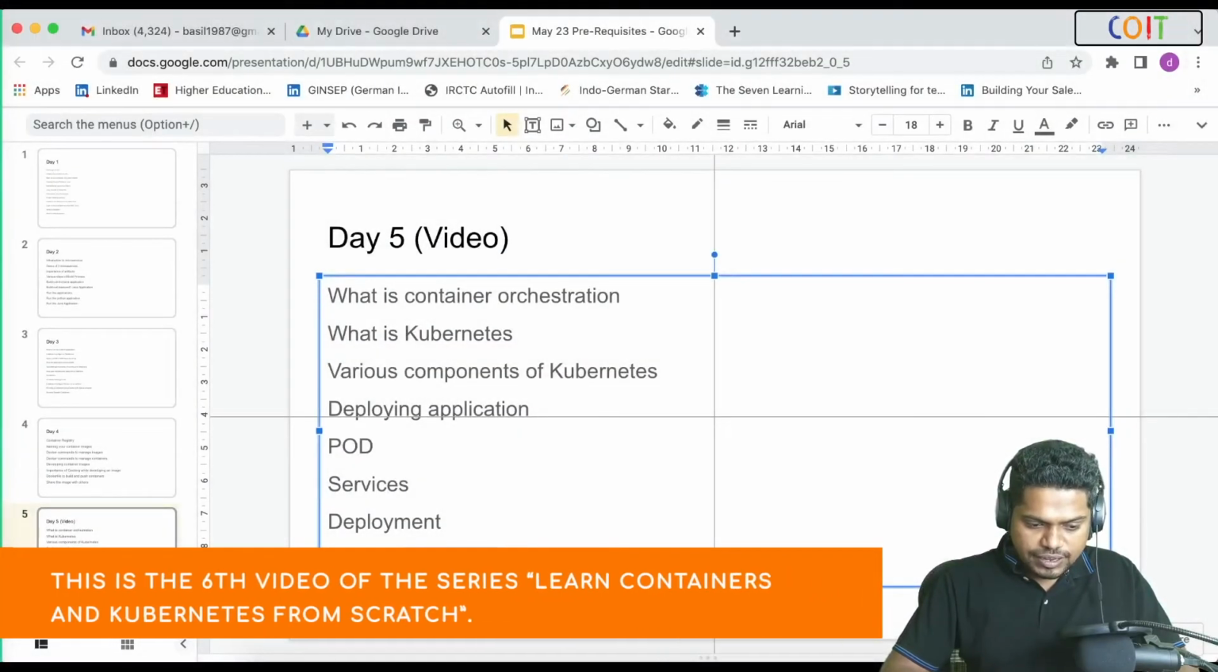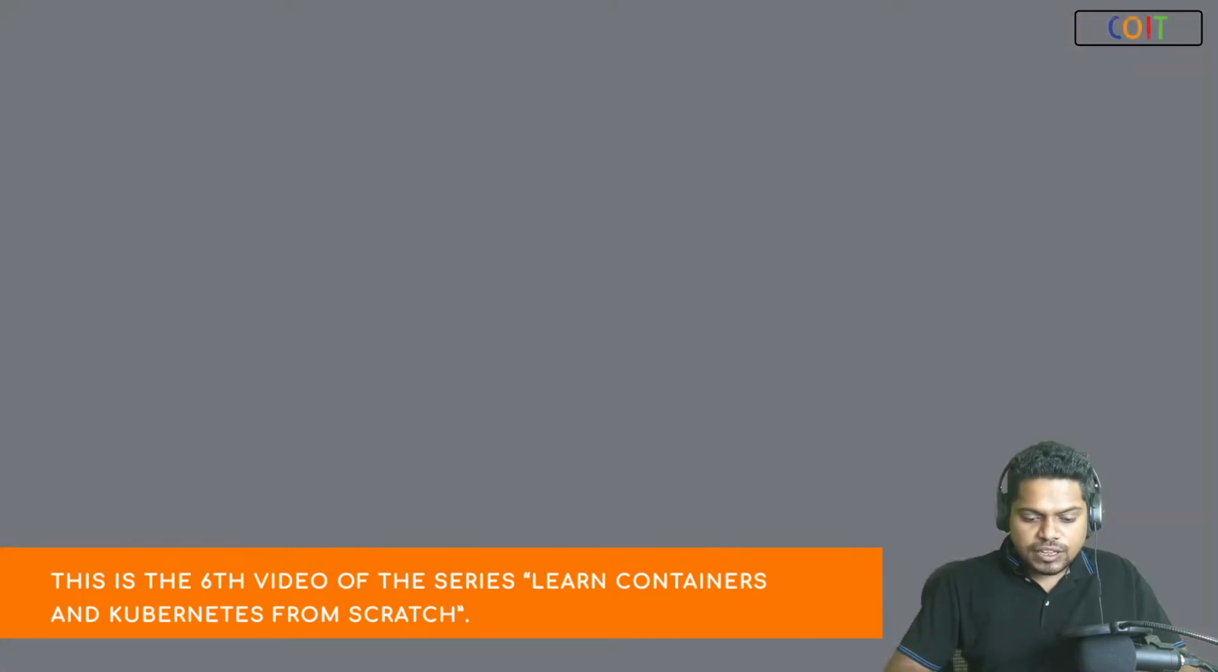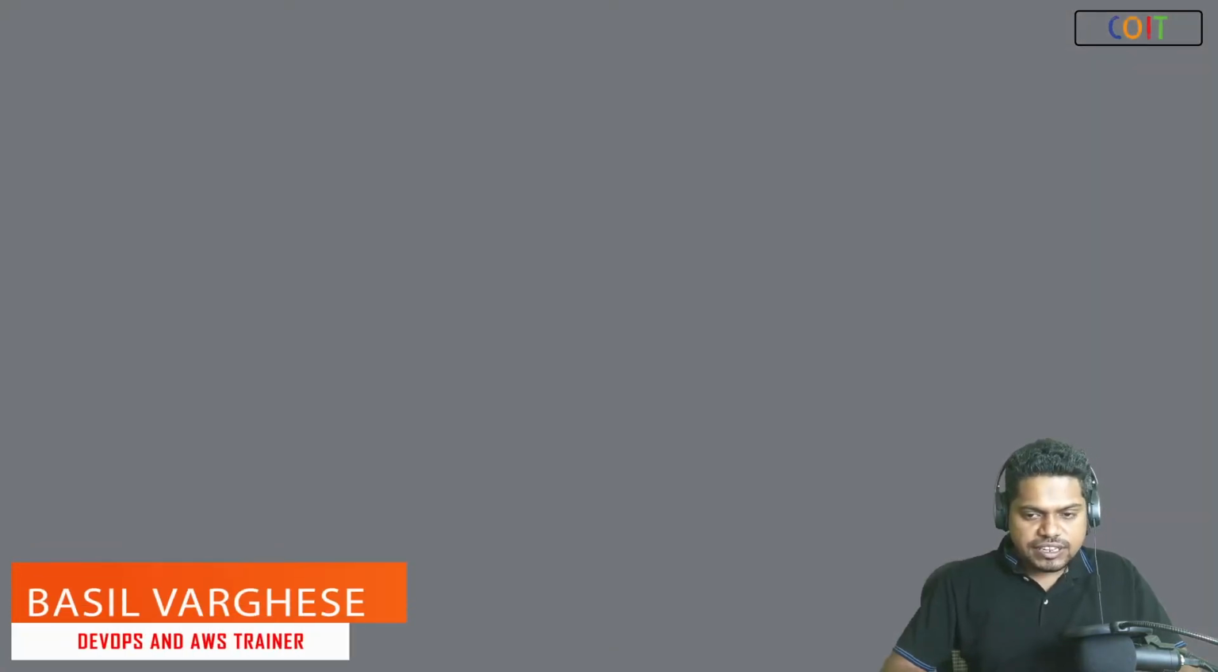Okay, let's talk about what are the various clustering options. So basically there is K3D. K3D is a local software developed by Rancher. So first of all, there is Kubernetes.